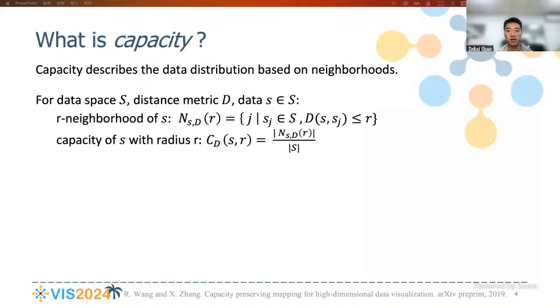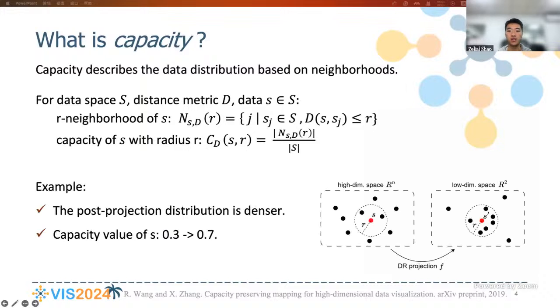And the key of capacity lies in calculating the ratio of the data points within a specific neighborhood to the total number of data. And here is a simple illustration of how to explore the distribution differences of one data point. As shown in the right figure, the total data number is 10, and in high-dimensional space, there are 3 points, including the point S itself, in the point S's neighborhood. And the capacity is 3/10, which is equal to 0.3.